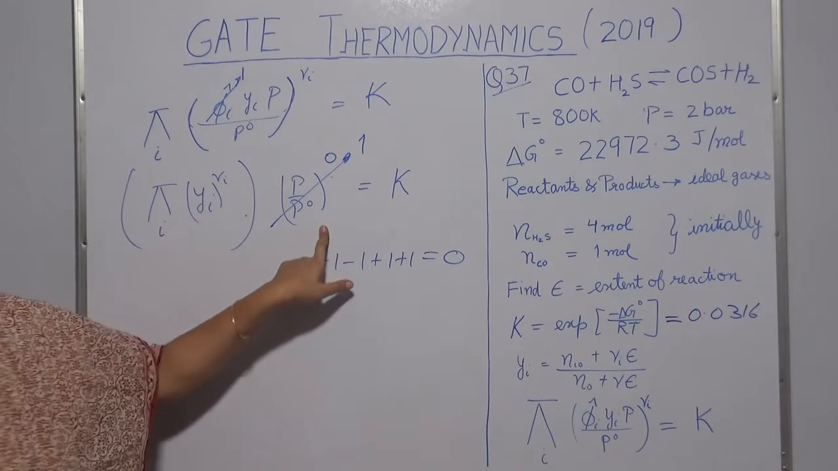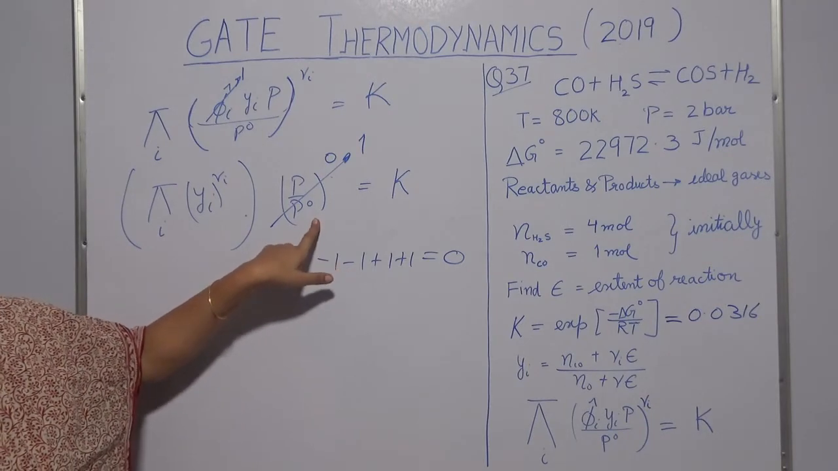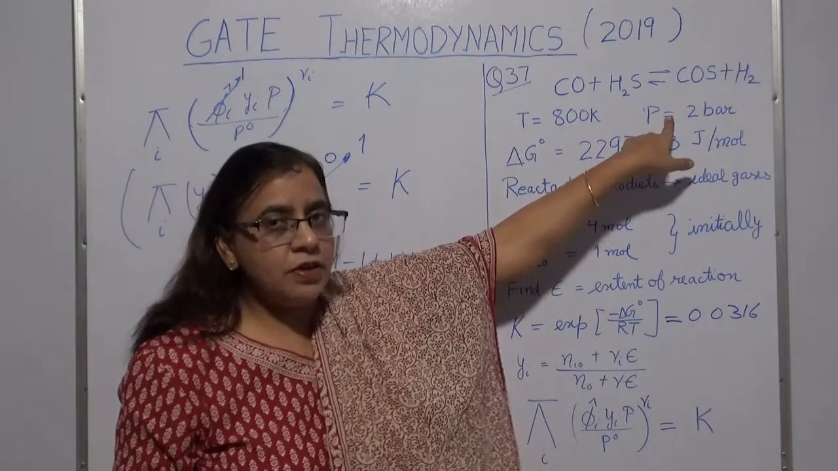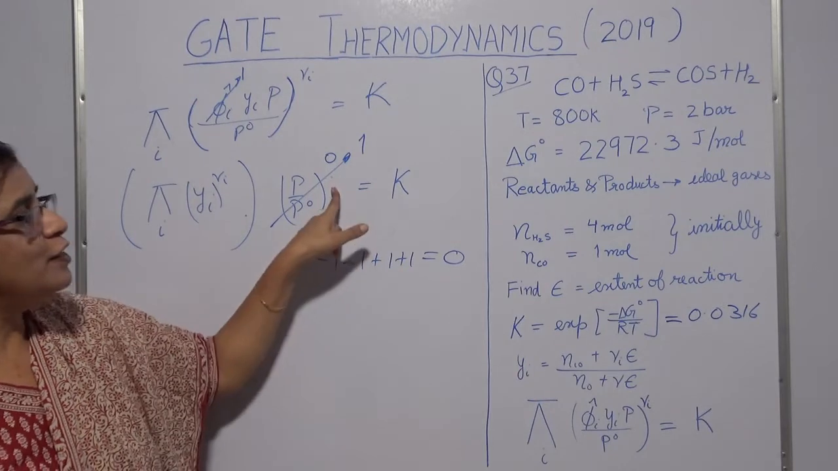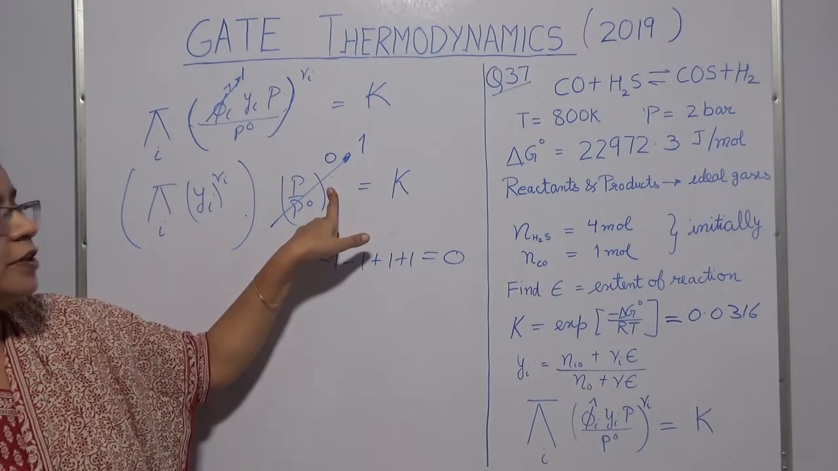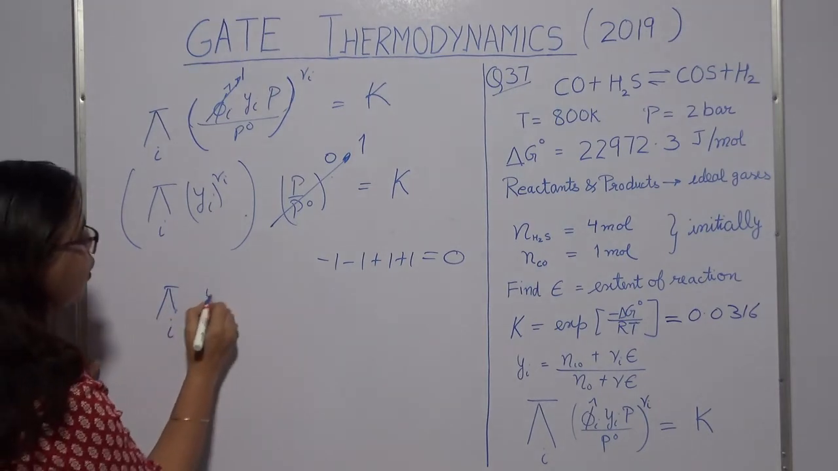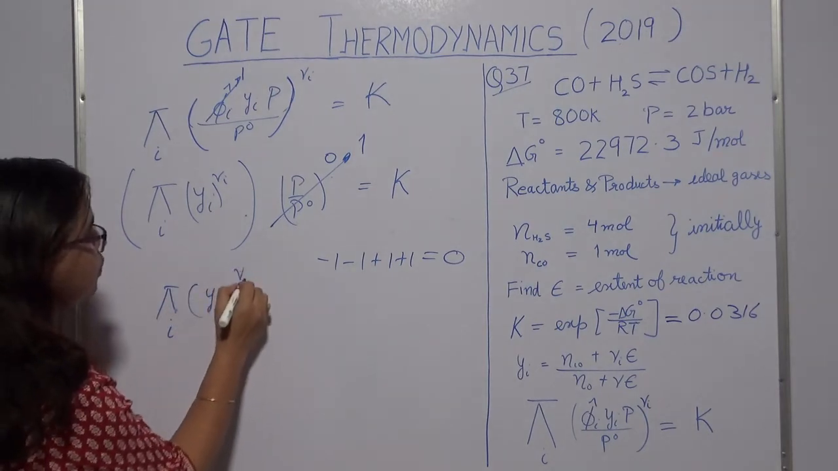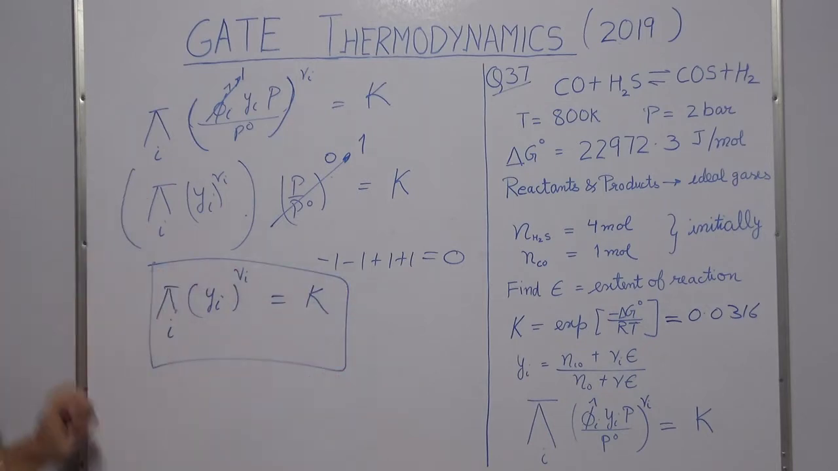So the only difference in the problem which we have taken in the last video and this video was that the pressure was given, but ultimately because of the summation of your stoichiometric coefficients, this term again turns out to be unity. Okay, so now you are left with only the product of all yi raised to nu i, that is equal to k. So now we are going to use this equation.